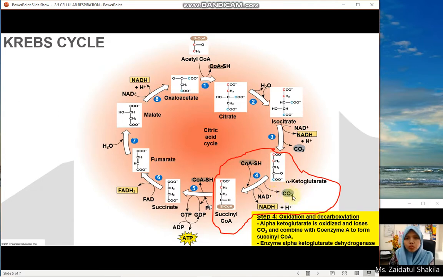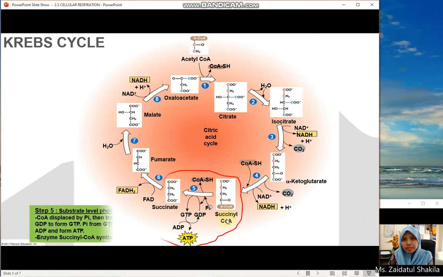So alpha-ketoglutarate contains 5 carbon atoms. It removes 1 carbon dioxide forming a 4 carbon product. Okay, so removal of 1 carboxyl group is removed as carbon dioxide. And then coenzyme A will combine with the 4 carbon compound forming the product succinyl coenzyme A.